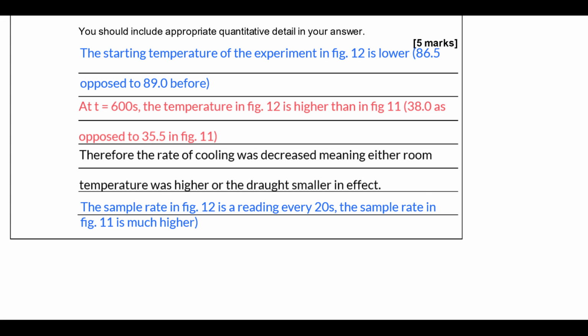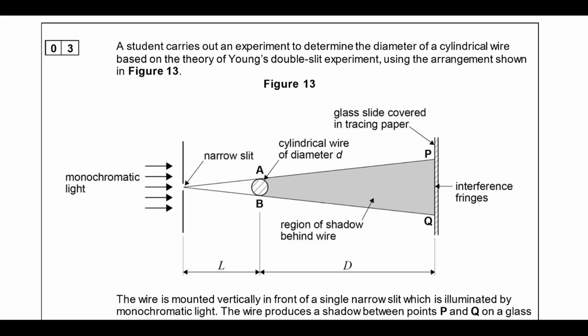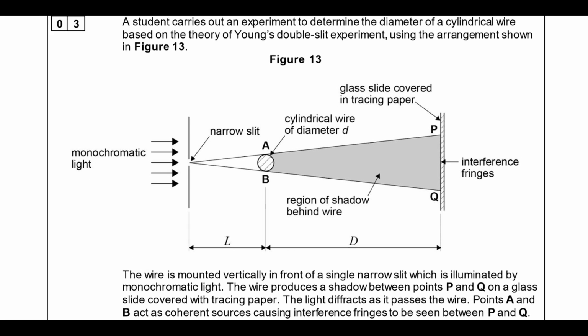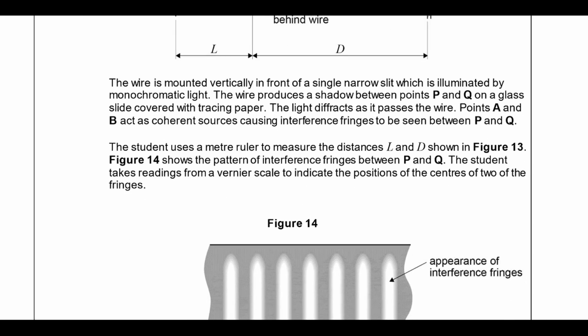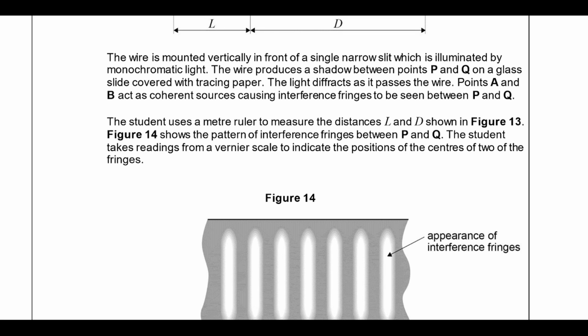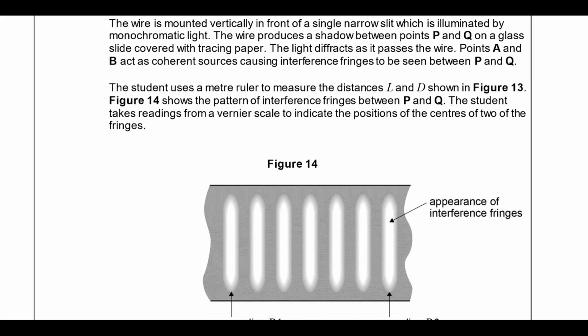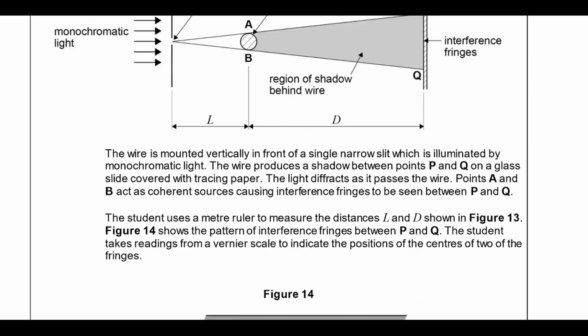Let's move on to question 3. A student carries out an experiment to determine the diameter of a cylindrical wire based on the Young double slit experiment. So what we've got here is our source of light. We've got this object here, which is acting like our double slit, and we get an interference pattern. It says A and B act as coherent sources, which is why we're getting an interference pattern between P and Q on the screen.